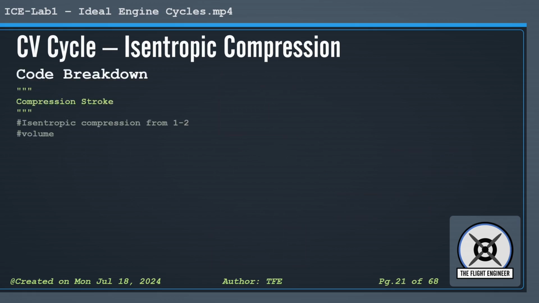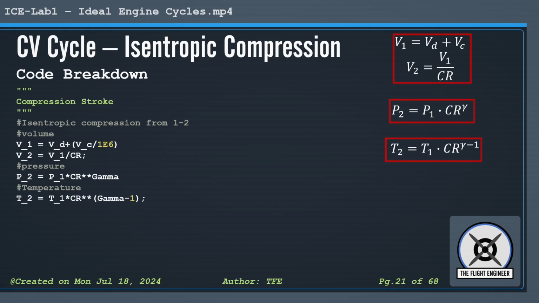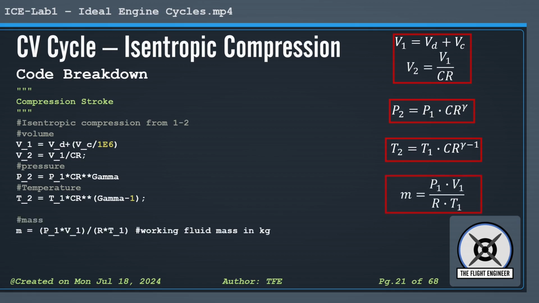Let's take a look at this in the code. We calculate the volume at 1 and the volume at 2 first. Next, we calculate the pressure and temperature at 2 using the equations that we derived. Finally, we use our rearranged gas law to find the mixture's mass.